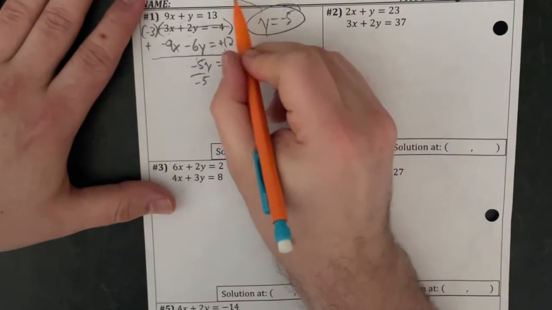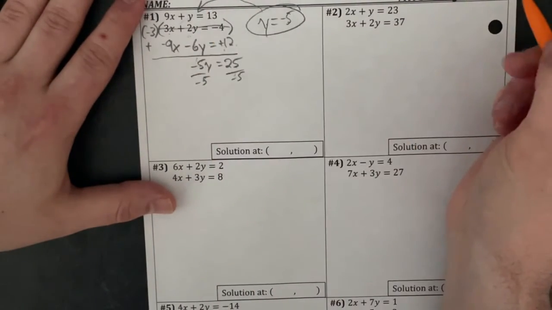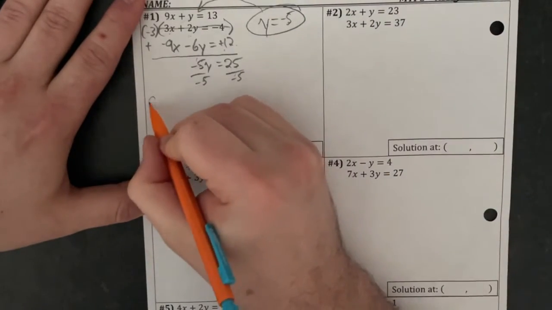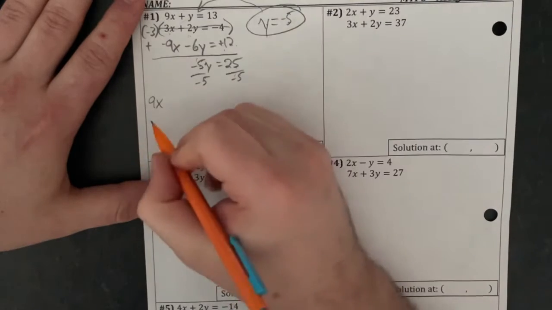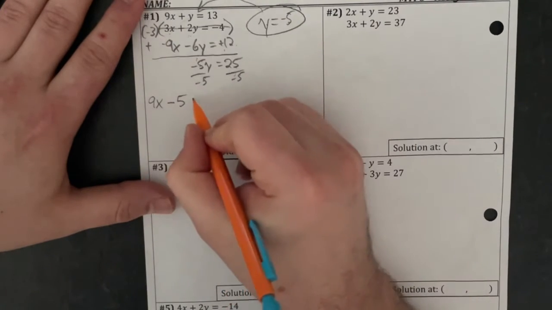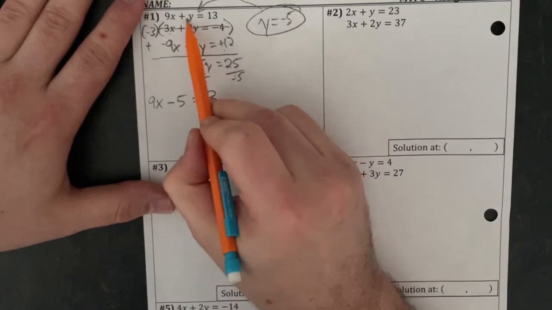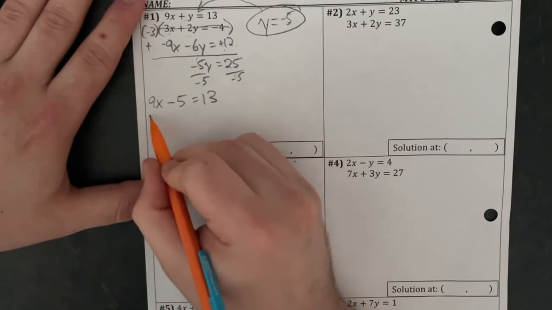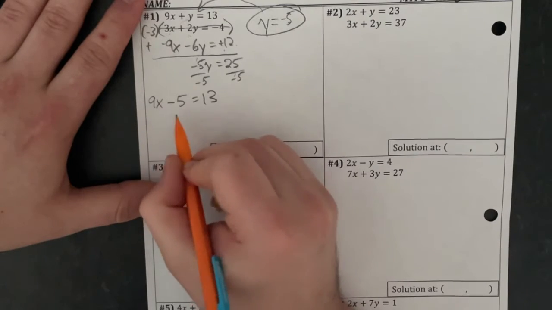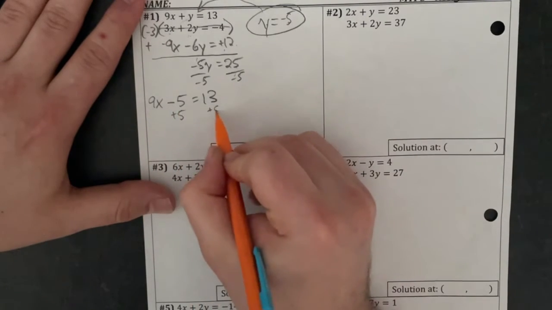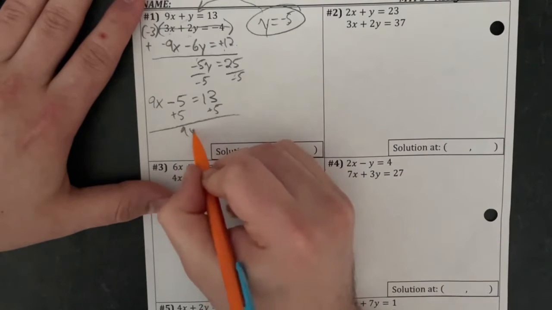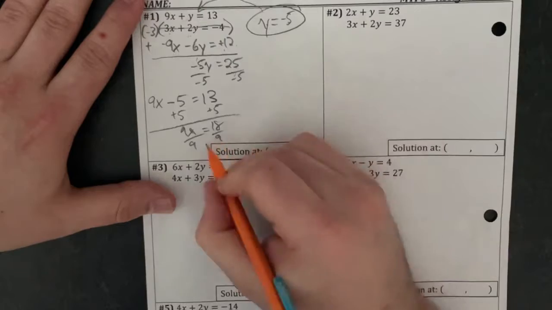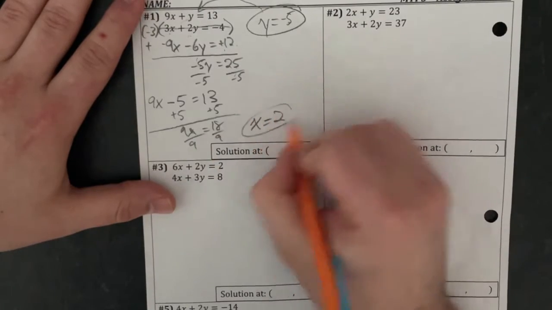Take that value, plug it into your original equation. So let's do that first equation. I'm going to have 9x, instead of y, I now have minus 5 equals 13. So again, everything else outside of that variable y stays the same. Make sure you can solve for that variable x now. So I'm going to add 5 to both sides. So I have 9x equals 18. Divide both sides by 9. And I have x equals 2.